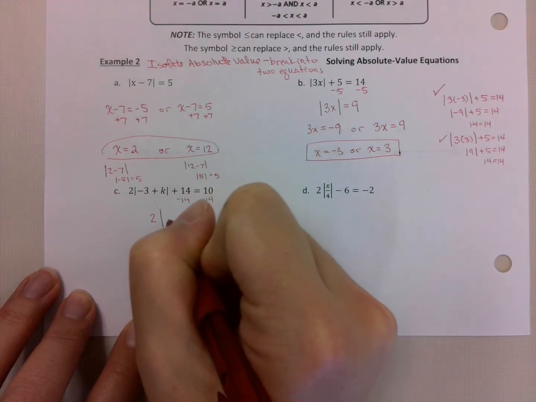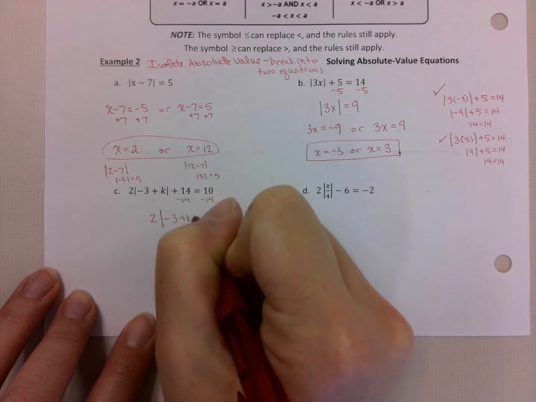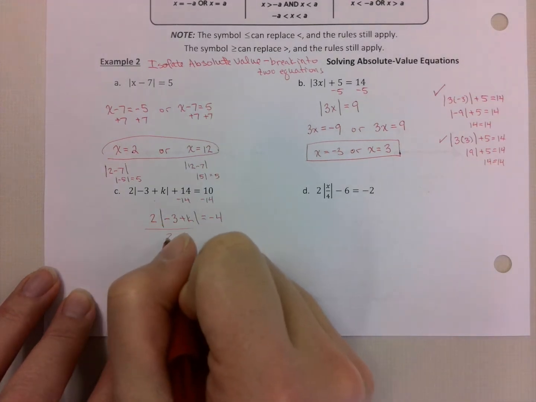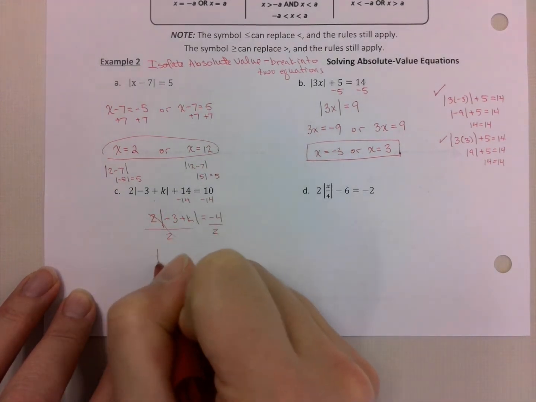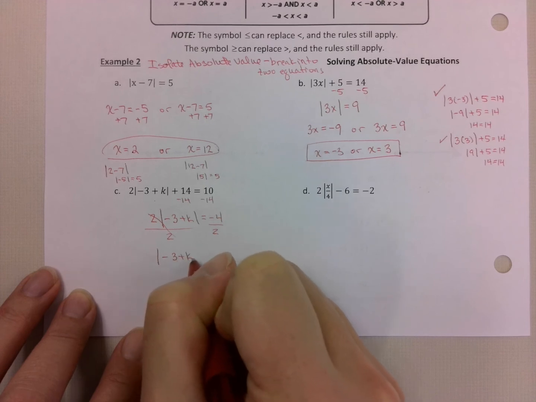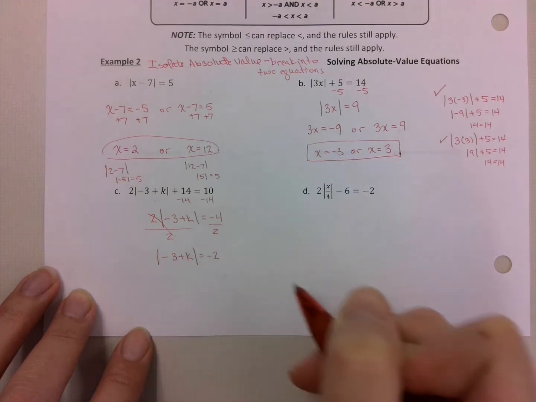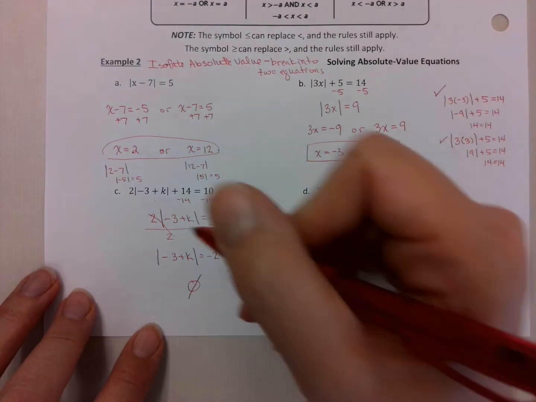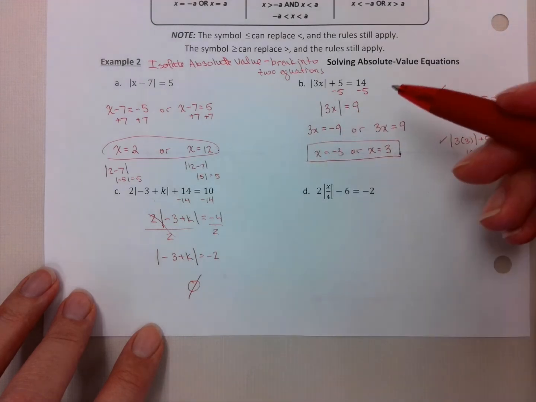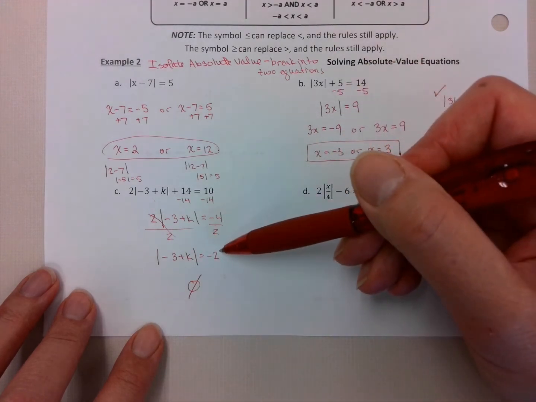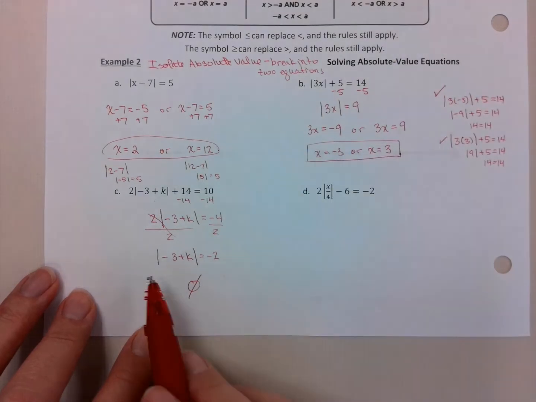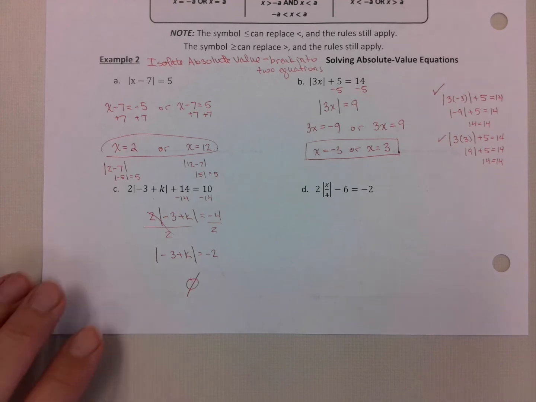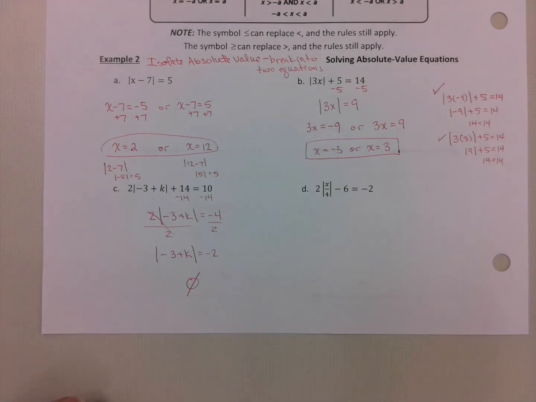So first we're going to get rid of any addition and subtraction. And I have 2 times the quantity negative 3 plus k is equal to negative 4. Okay, then I'm going to isolate by dividing that 2 out. And I have the absolute value of negative 3 plus k is equal to negative 2. And I can tell you right now that there are no solutions. I'm done. Can the absolute value ever give me a negative outcome? No. Not unless there was something outside and we isolated it, so there's no solution. So you really want to look for that. The absolute value cannot be equal to a negative.